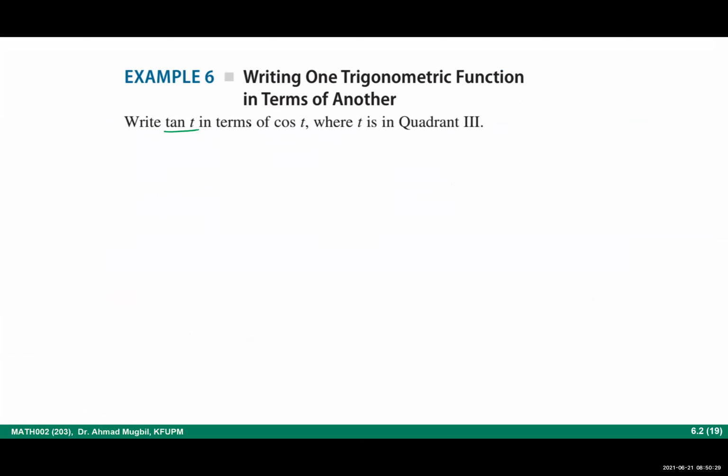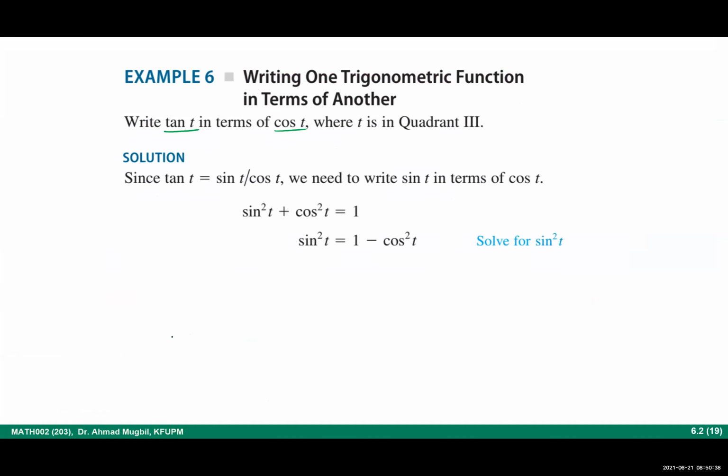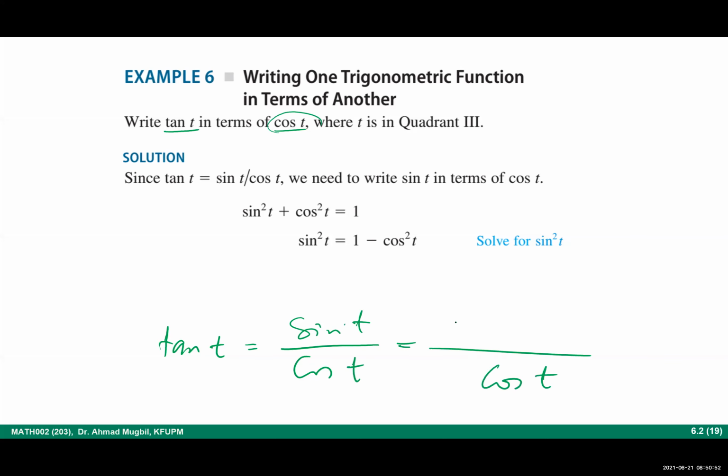Write tan t in terms of cosine. We did that in the previous class, but we wrote it in terms of sine. Now we will write it in terms of cosine. So tan t is sine t over cosine t. I want it in terms of cosine, so I will keep cosine as it is. Sine t is positive or negative the square root of 1 minus cosine squared t.